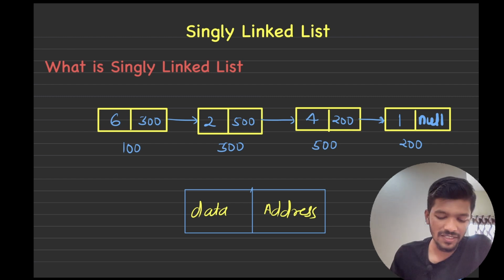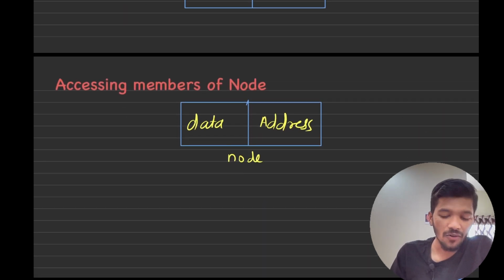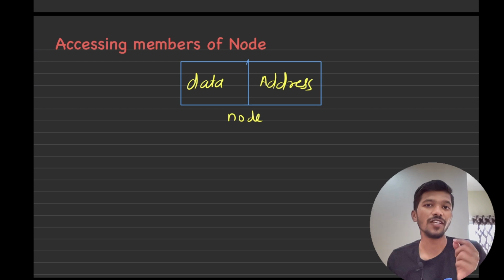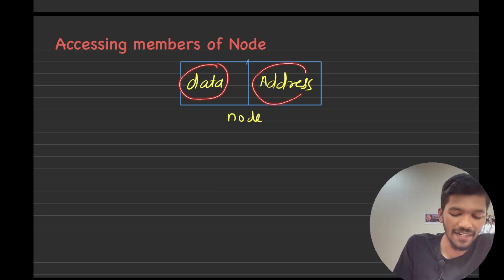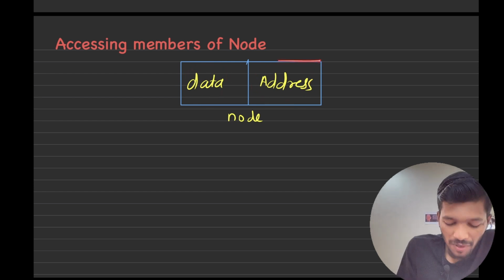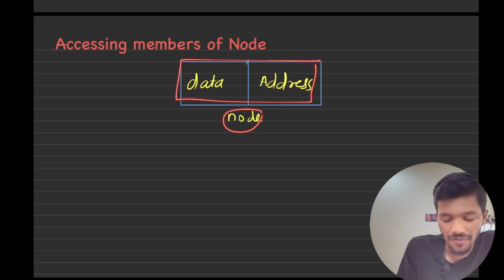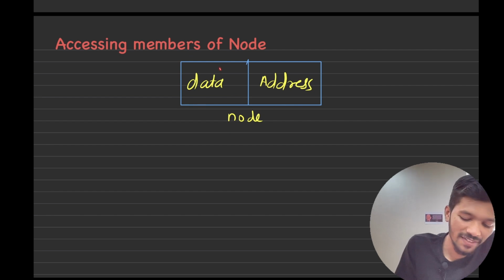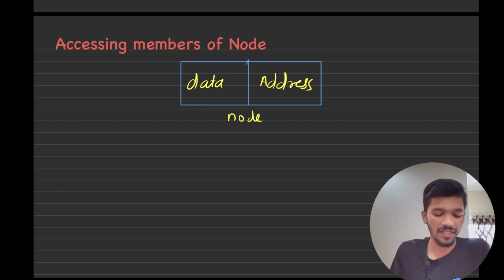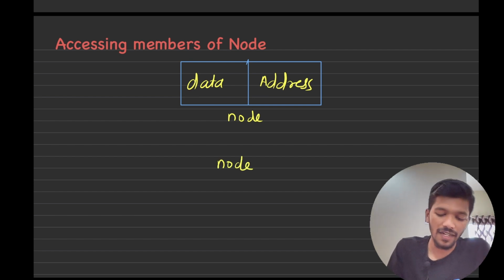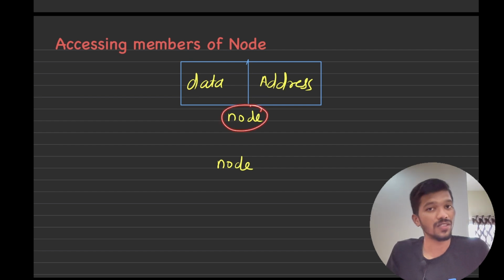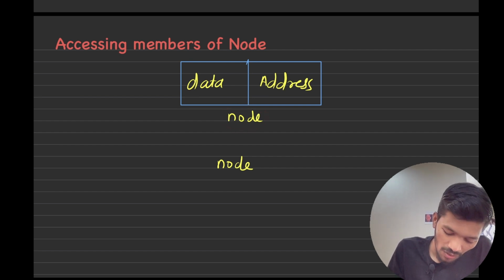So this was all about the singly linked list. Now how can we access the members of the node? As we discussed right now, every node contains two parts, the data part and the address part, and this is my whole node, and the name of the node I have given is node. Now let's suppose I want to access the data part. How can I access it? Simply, in order to access the data part, you write the name of the node which you have given. As of now I have given the name of the node as node, so I wrote node dot data, whichever part you want to access.